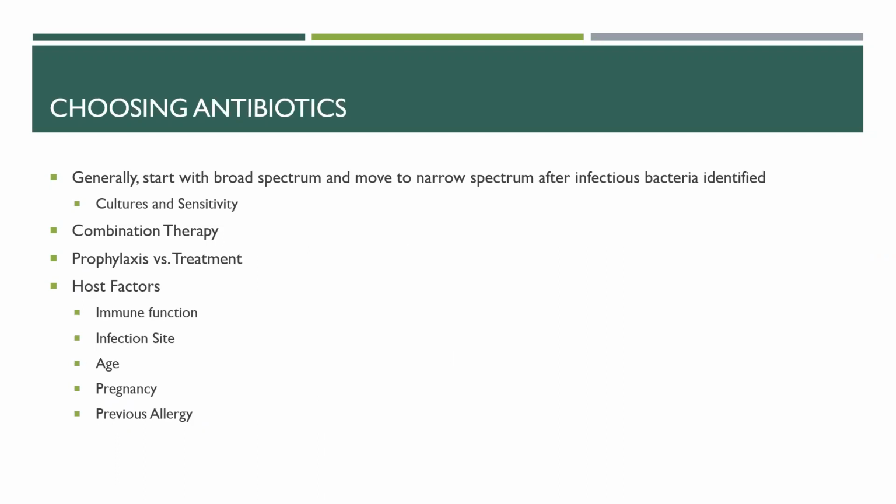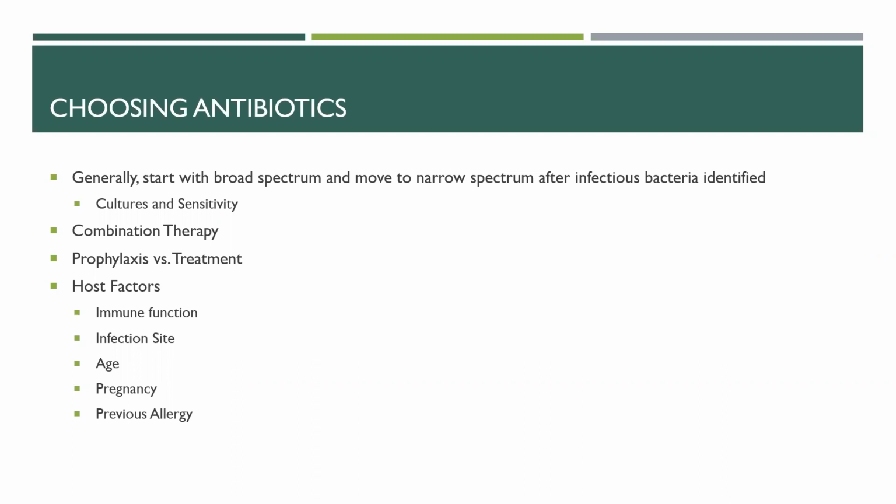When choosing the appropriate antibiotic, we'll generally start with a broad spectrum and do culture and sensitivities. So if they have a wound infection, we would need to get a wound culture. If they have a suspected blood infection, we would have to draw blood. But somehow we're going to try and identify what infectious bacteria is causing the infection. And then once we have identified that, we can move from the broad spectrum antibiotic to a narrow spectrum antibiotic.